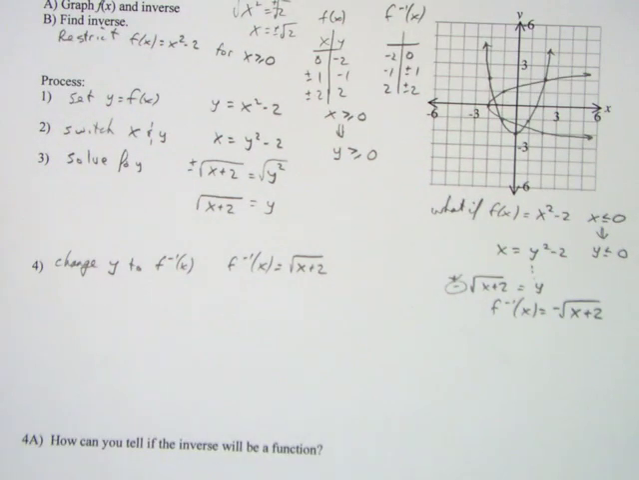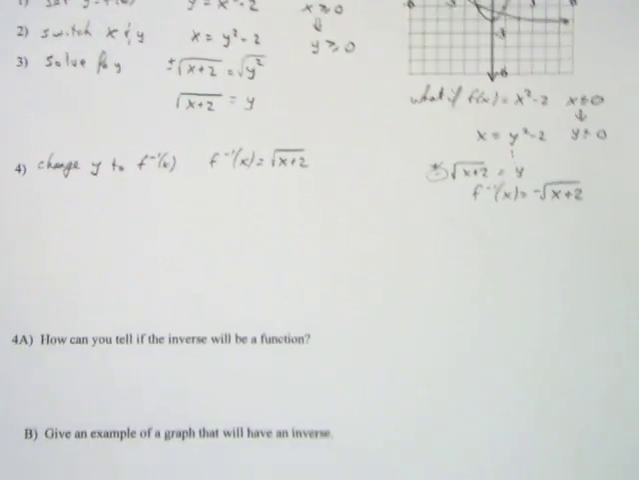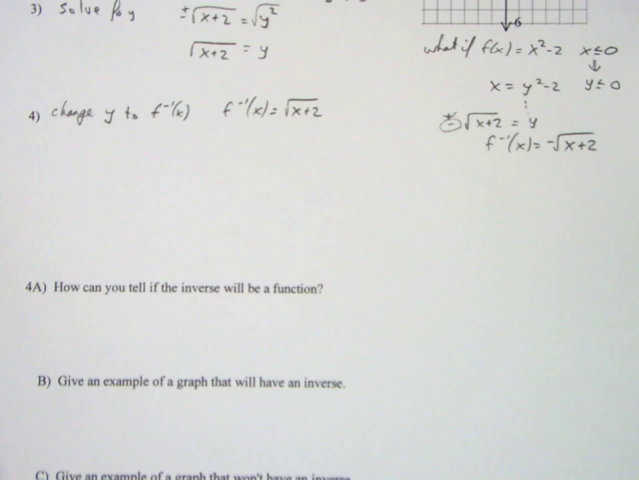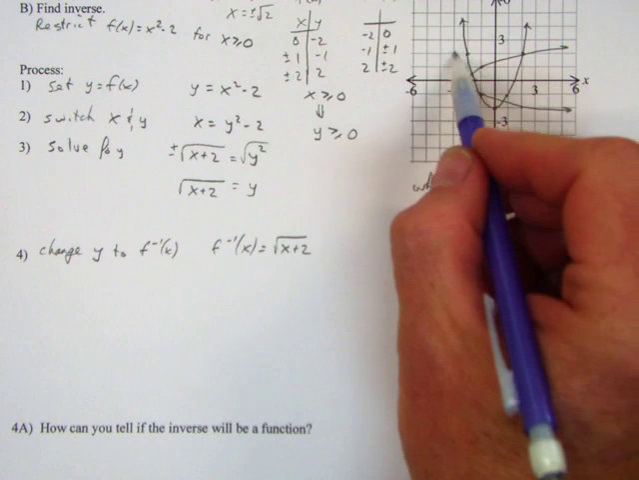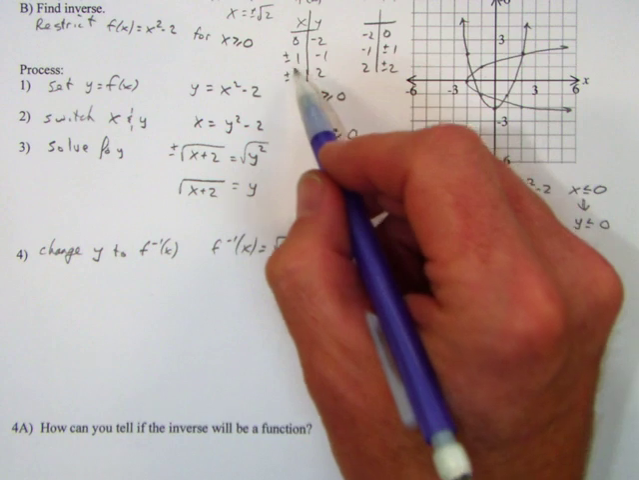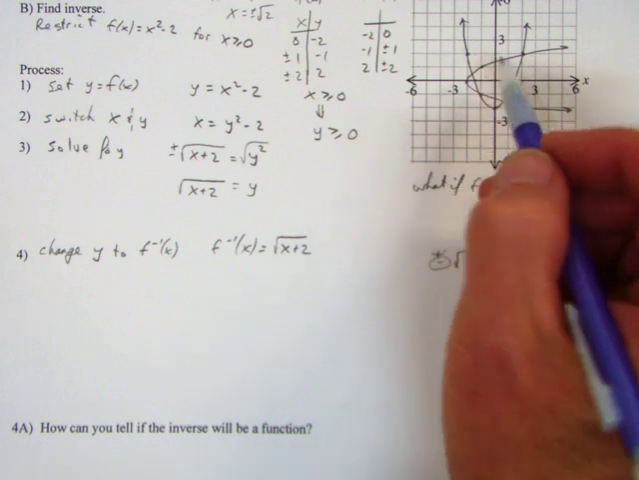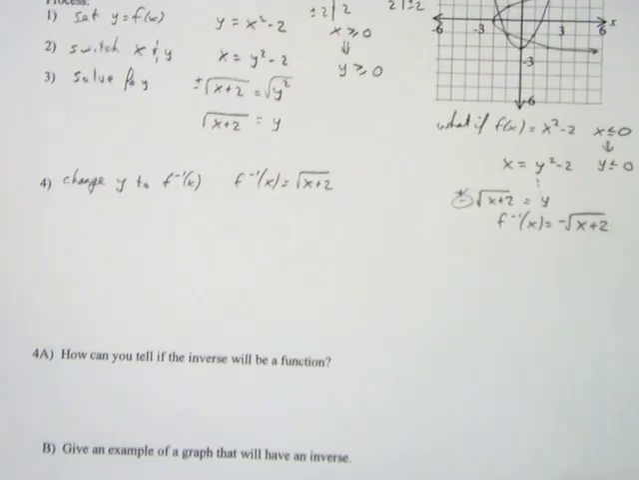How can you tell if the inverse will be a function? So what could we look at for the original equation that would say, yes, my inverse will be a function? Why didn't this original one pass? It's because we had two different x values with the same y value. So when we switched x and y, that forced two different y values for the same x value.